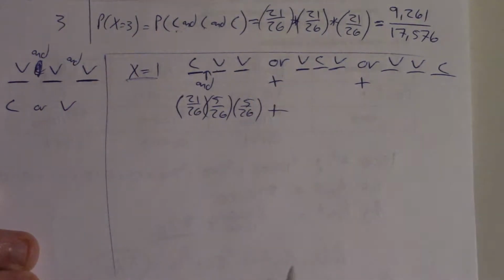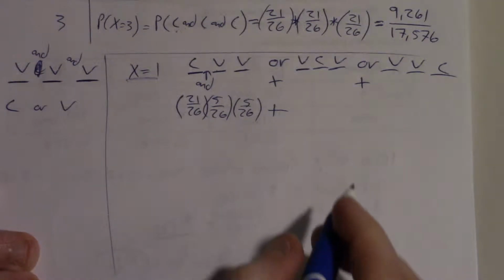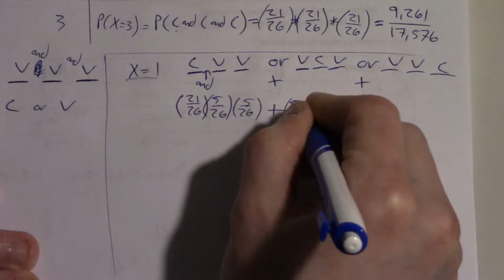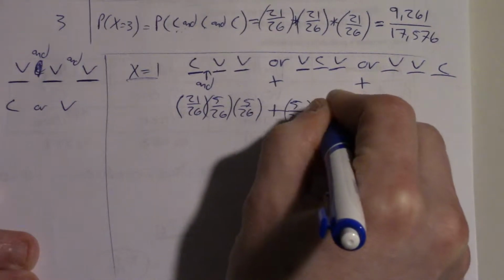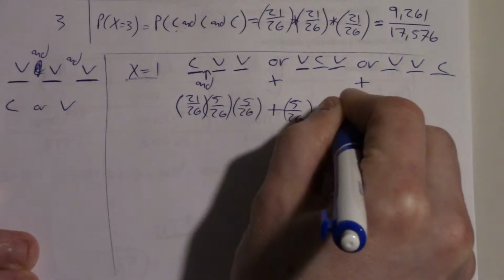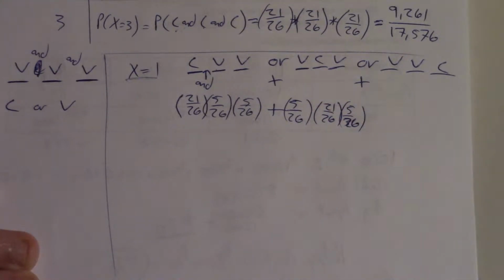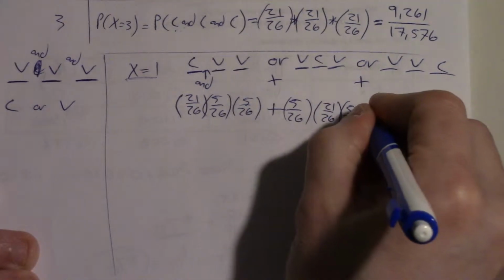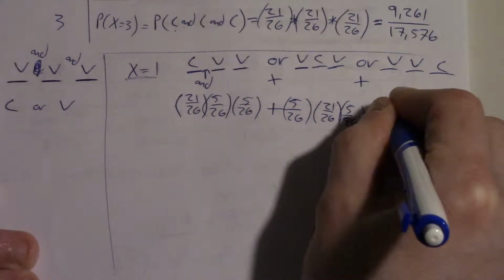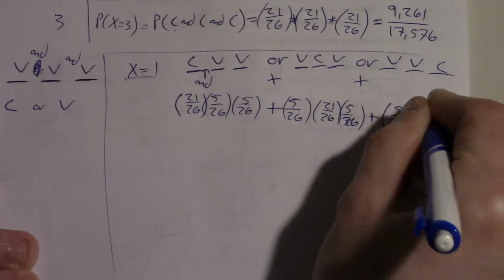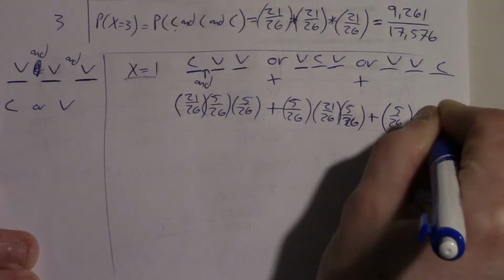Plus the next one. So vowel, consonant, vowel, same process. 5 out of 26 for the first vowel. The consonant is 21 out of 26. And the third vowel, 5 out of 26. Plus the third possibility, 5 out of 26, 5 out of 26, 21 out of 26.